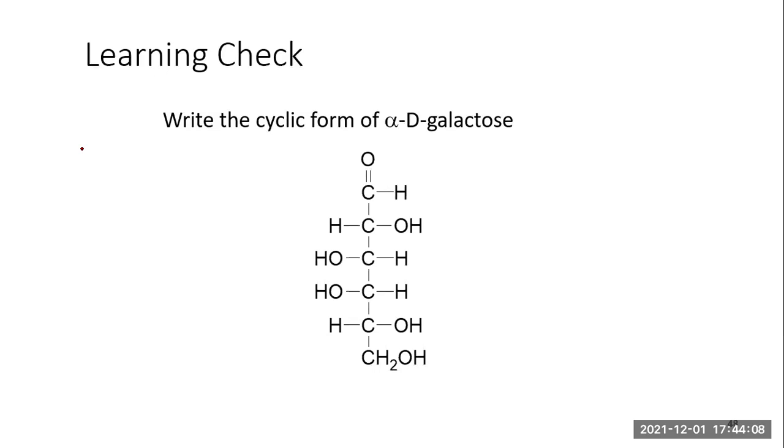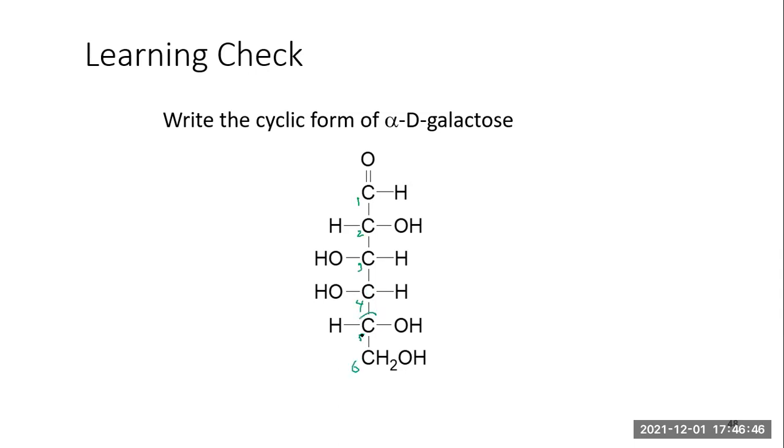So why don't you take a second here? Why don't we draw this guy into the alpha cyclic structure? So take a second or two, see what you come up with. Okay, so let's take a look at it. First off, we can number our carbons. Remember, always starting at the most oxidized group, which is up there, that ketone group or that aldehyde group in this case. 1, 2, 3, 4, 5, and 6.